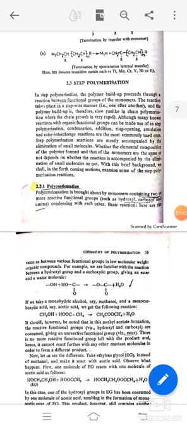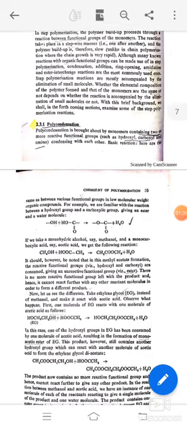Polycondensation. This is part of step polymerization. Polycondensation is brought about by monomers containing two or more reactive functional groups such as hydroxy, carboxyl and amino condensing with each other. Basic reactions here are the same as between various functional groups in low molecular weight organic compounds.